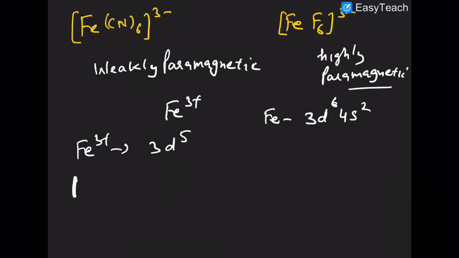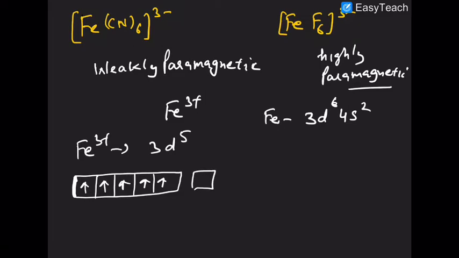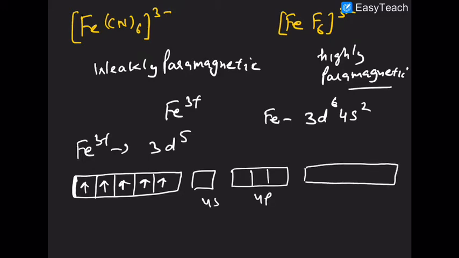So what will we write? We will again write the 3d, 1, 2, 3, 4, 5, then 4s, that is 4p, and that is 4d. So if 3d is used, it will be called an inner orbital, and if 4d is used, it is called an outer orbital.